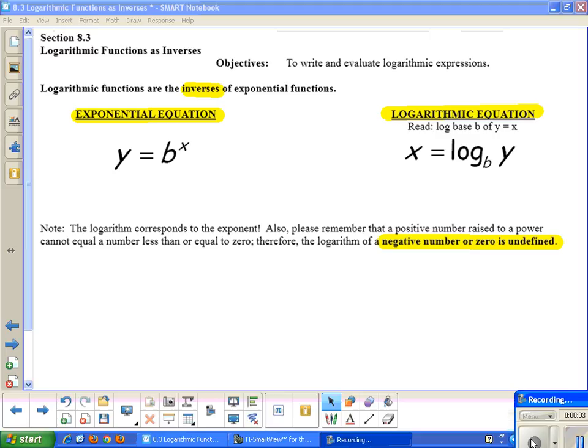Section 8.3, logarithmic functions as inverses. Our objectives are to write and evaluate logarithmic expressions. Logarithmic functions are the inverses of exponential functions, so that's really important. And remember, when we were talking about inverses, what do you do? You switch your x and your y values, just as a reminder.